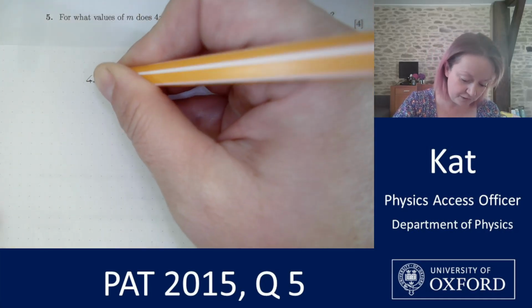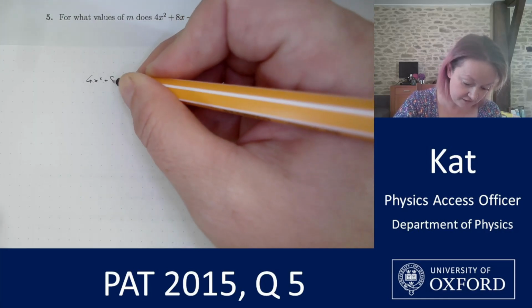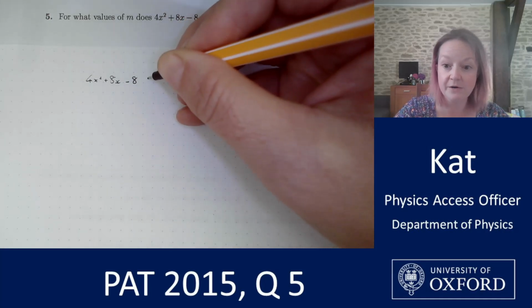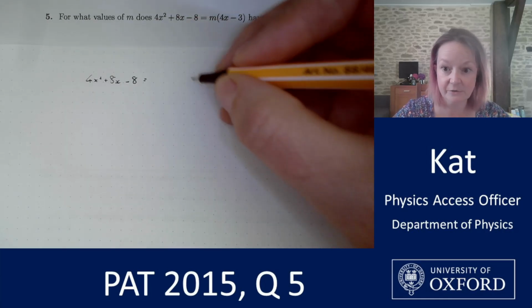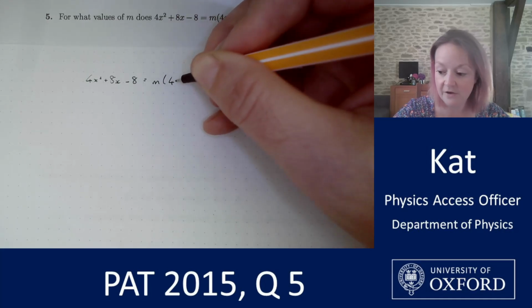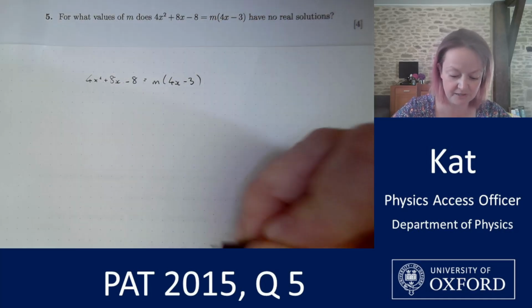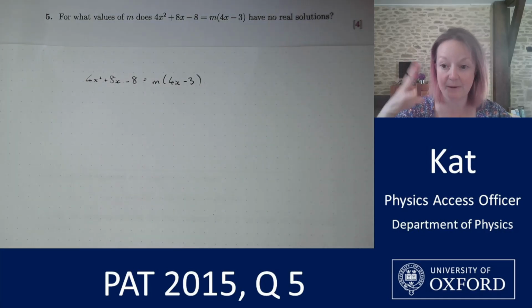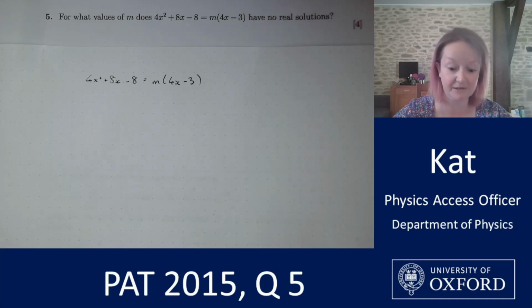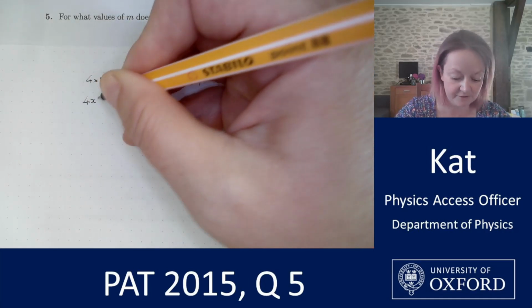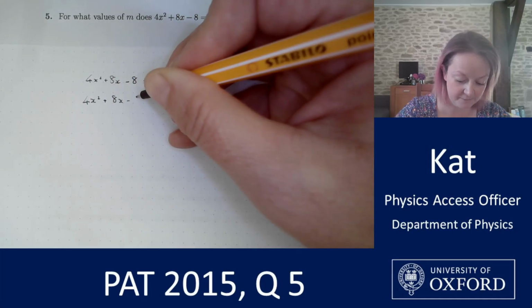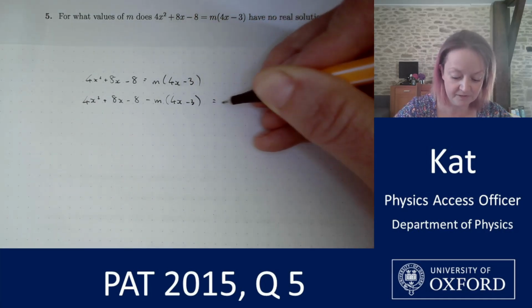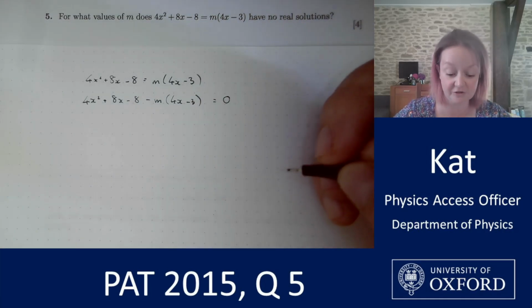I'll start by rewriting the question, just because I always find if I miss that first line, I get a little bit confused. So 4x squared plus x minus 8 is equal to m, open brackets, 4x minus 3. The way I'm going to rearrange this is just by taking my right hand side over to my left hand side and then by grouping my x squareds, my x and my numerical terms. So that's going to give me 4x squared plus 8x minus 8 minus m, open brackets, 4x minus 3, is equal to 0 as a starting point.